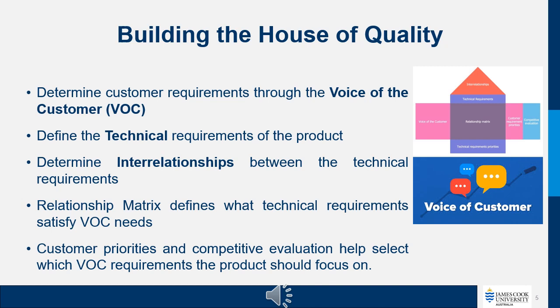By following these steps, the House of Quality enables the company to prioritize customer requirements, identify the most critical technical specifications, and guide the design process to ensure the final product, goods, or service meets the customer expectations. It provides a structured approach to translating customer needs into design characteristics and helps align the organization's efforts towards customer satisfaction.